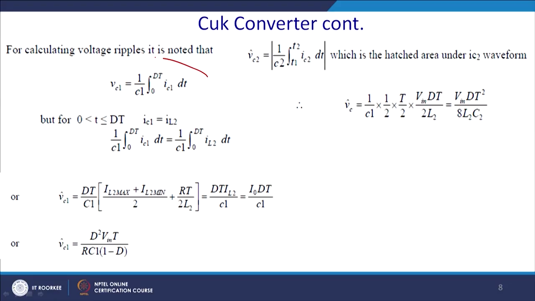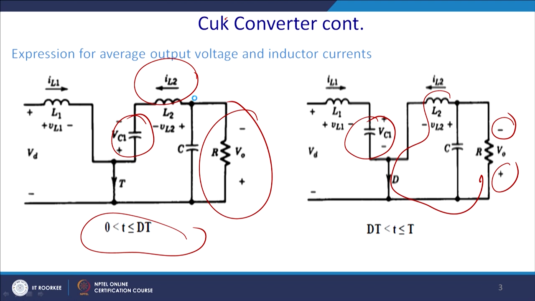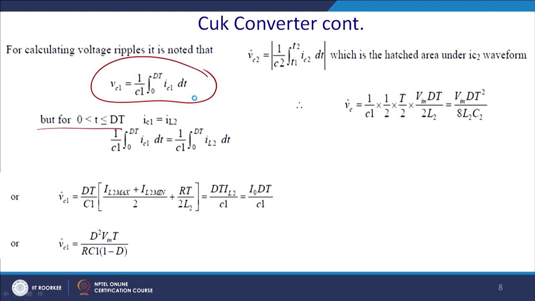If it is further more, then the analysis will change. For calculating ripple voltage, in the same way we can integrate over VC1 for the t on time of the duty cycle, that is 1 by C1, integral from 0 to t of IC1 dt. If you go back to this figure, you can see that the current flowing is IC1 in the switch off mode and IC2 in the switch on mode. So we can integrate over it. This value will be IL2 into dt. From there we calculate the ripple: dt by C1 times (IL max plus IL min) plus this one.